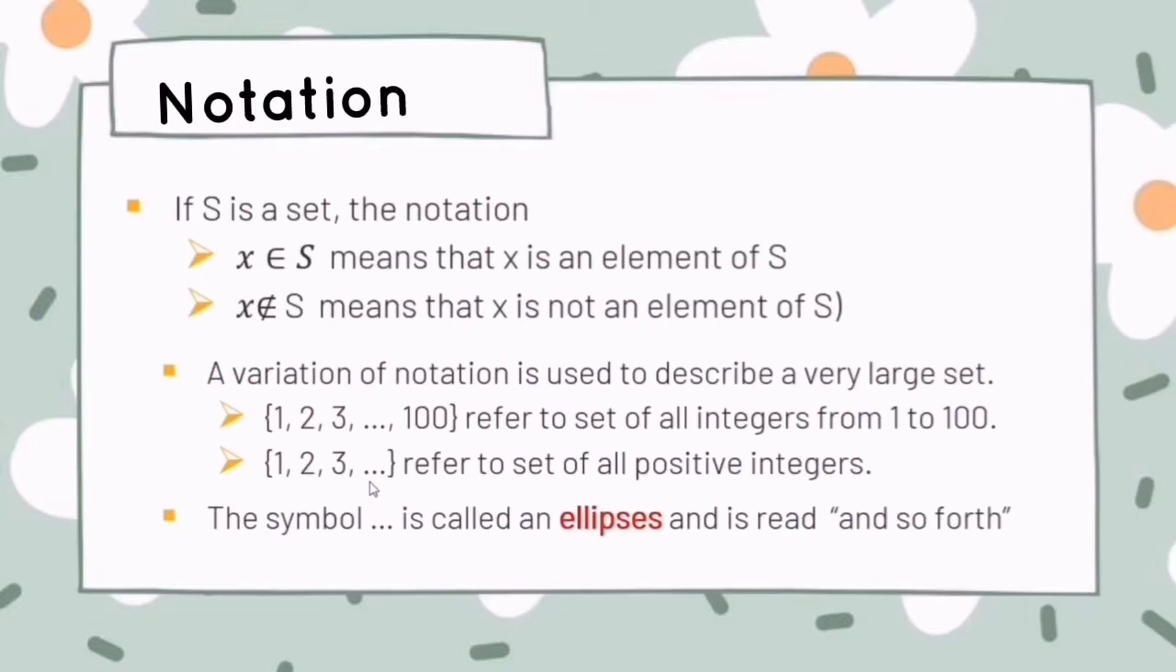A variation of notation is used to describe a very large set. Example, {1, 2, 3, ..., 100}. It refers to a set of all integers from 1 to 100. And when we write {1, 2, 3, ...}, it refers to a set of all positive integers. The symbol of 3 dots is called an ellipsis and is read "and so forth."